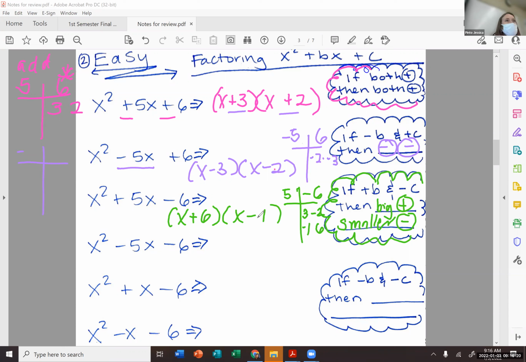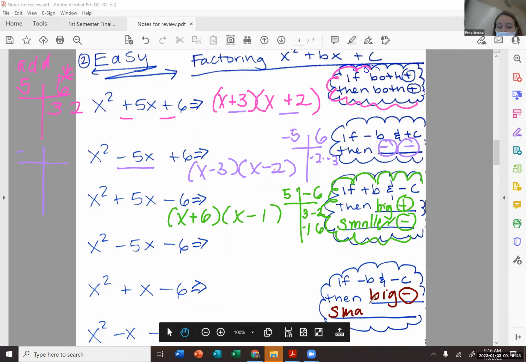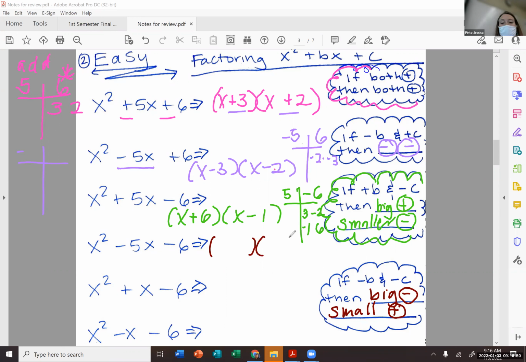Aha, very smart, very smart. I see that this next example has x minus 5, x minus 6. So then the bigger number is not going to be positive. What's the bigger number going to be this time? Bigger number is negative. We have a big negative and a small positive. Same values. I still have 5 and 6, so I don't have to think very hard here. I'm going to make one change. X minus 6, x plus 1.